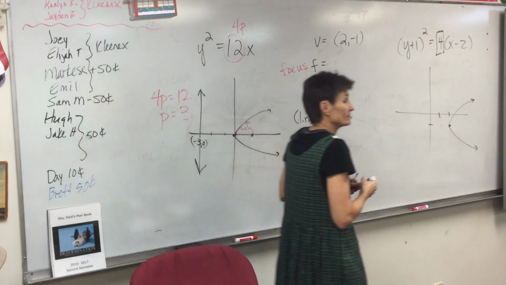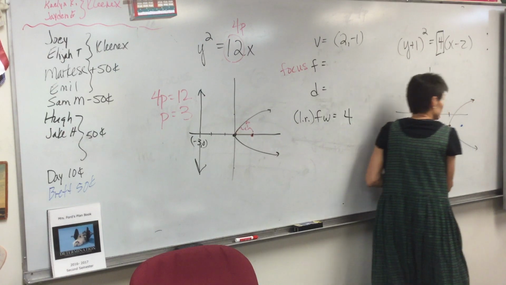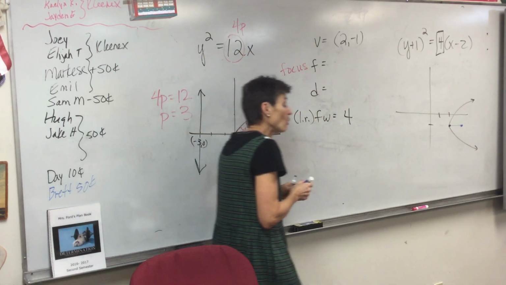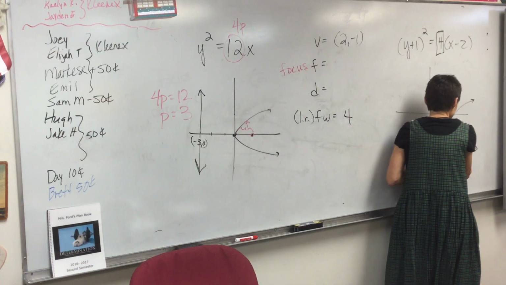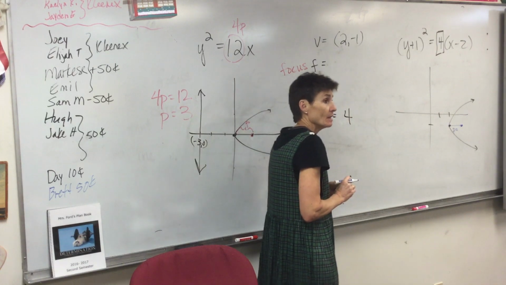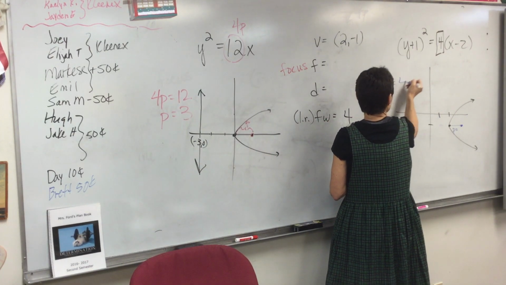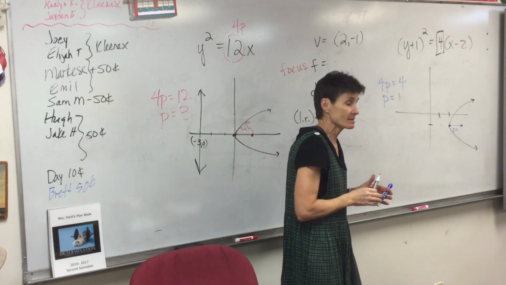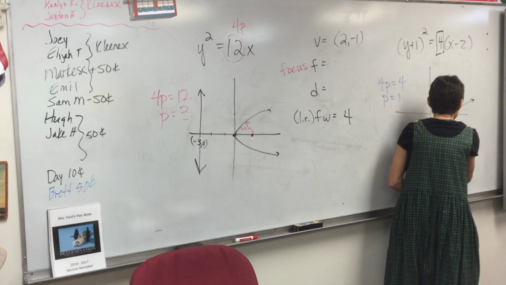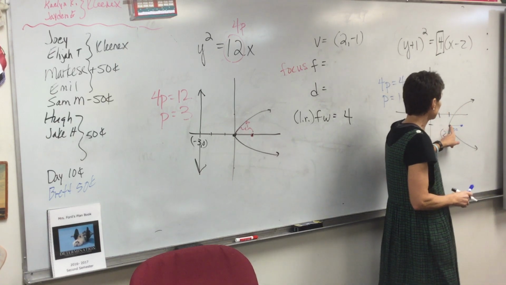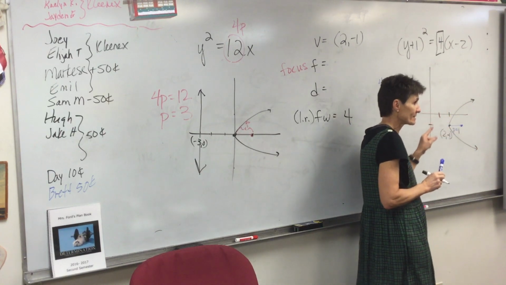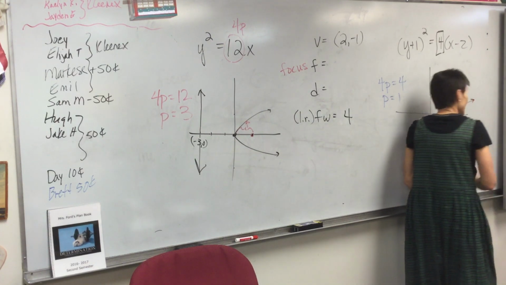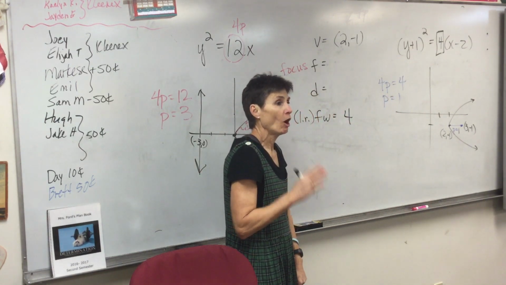Now, remember that your focus is always inside the parabola, straight ahead somewhere from your vertex. I have no idea how far that is, but I can figure it out, right? I know in this problem that 4p is 4, so p must be 1. So you're going to use your common sense and say, this is the point 2, negative 1. If I start at 2, negative 1 and take 1 step forward, where will I be? 3, negative 1.